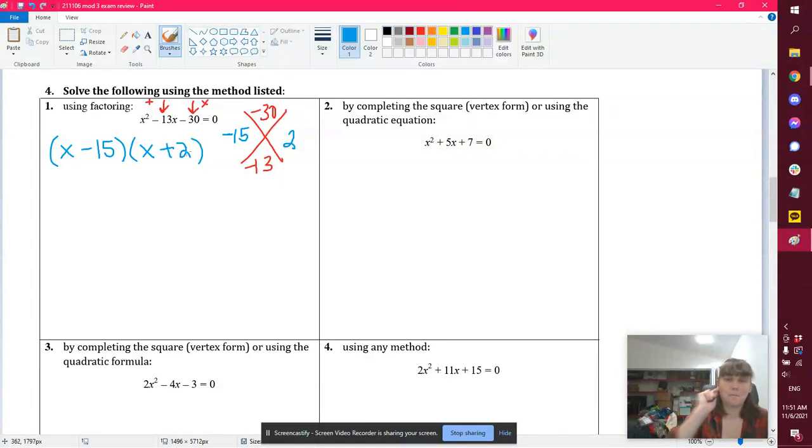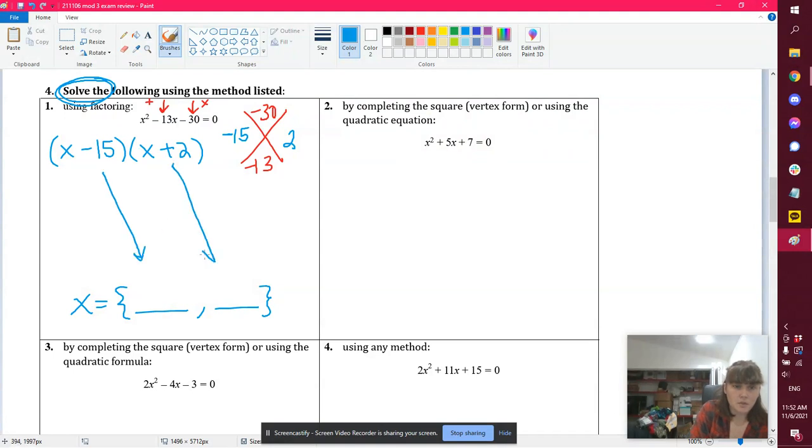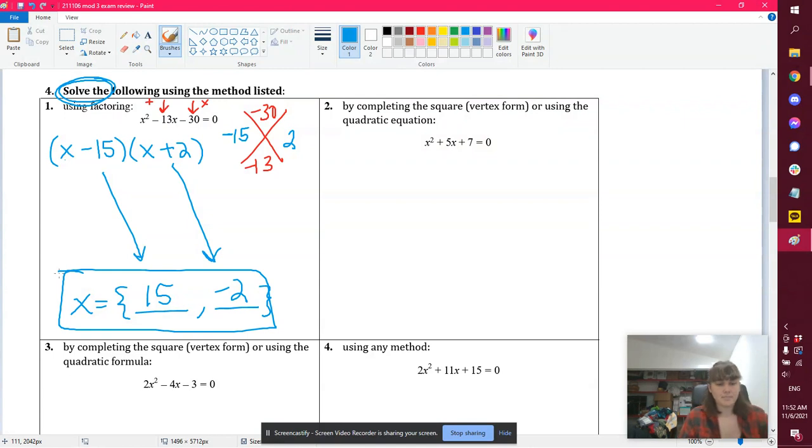Psych! You are not finished here, right? The instructions say solve the quadratic, so my answers will be x equals 2 numbers. The way I get those numbers is from the factored form, but I'm not finished when my factored form is finished. So I set each of these equal to 0 and solve for x in order to find my actual answer. This is the answer. Nice. For number 2 and 3, I want you to use either the vertex form or the quadratic equation.